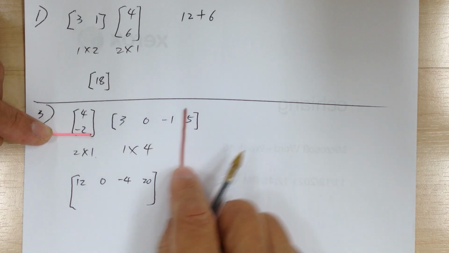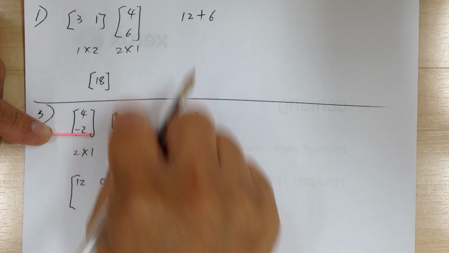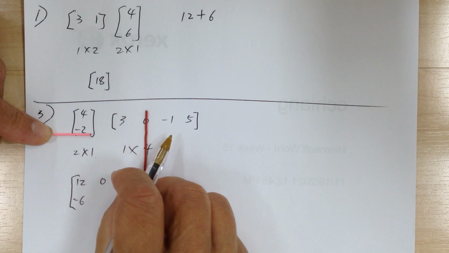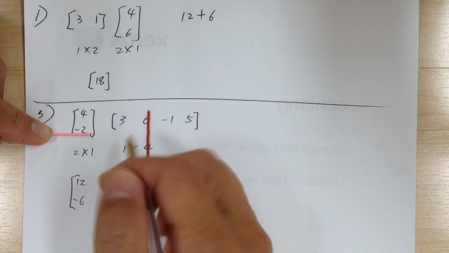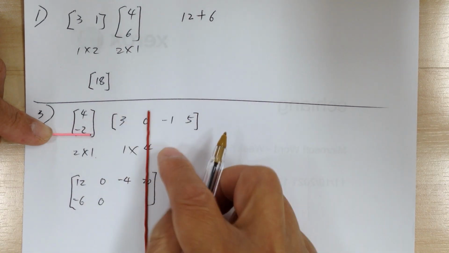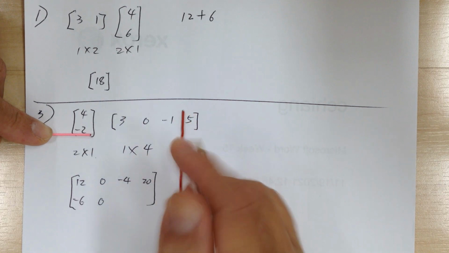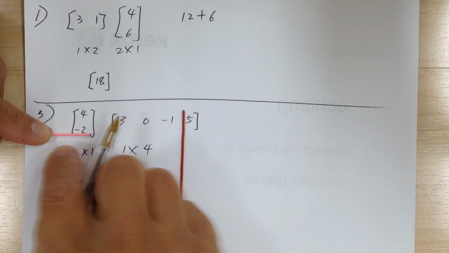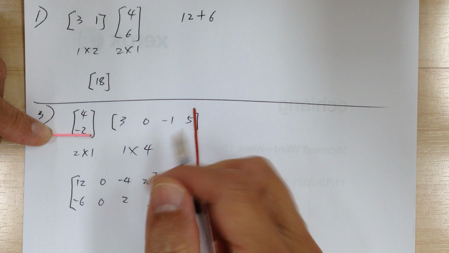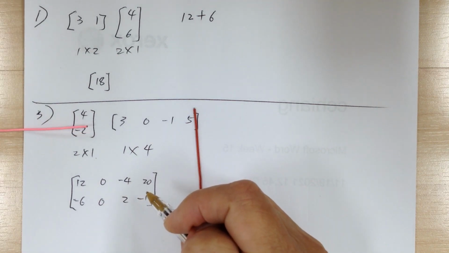Now let's go to the second row. Again, row times column would be negative 6. Row times column will give you 0. Row times column will give you 2. The first row times the last column will give you negative 10.